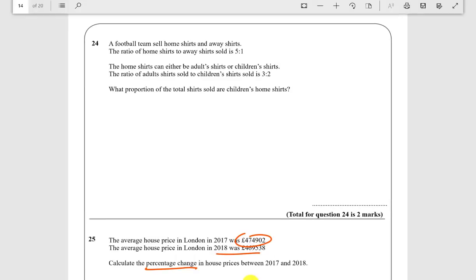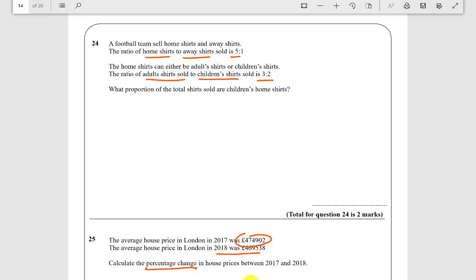Next, question 24. A football team sell home shirts and away shirts. The ratio of home shirts to away shirts is 5:1. Home shirts can either be adult shirts or children's shirts. The ratio of adult shirts sold to children's shirts is 3:2. I'm underlining the key information, so it will help me see what information I'll need from my question later on. What proportion of the total shirts sold are children's home shirts?